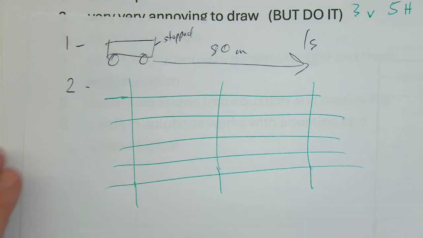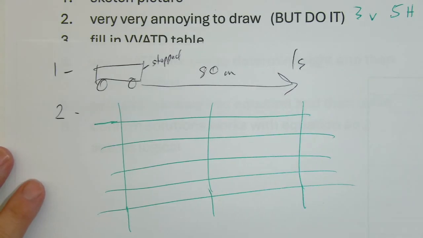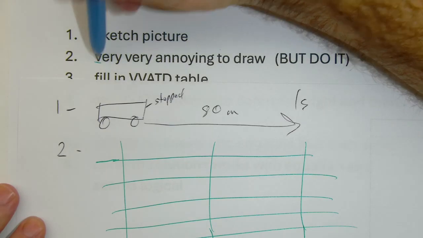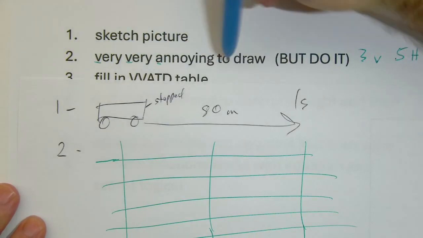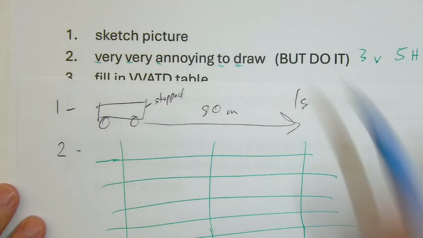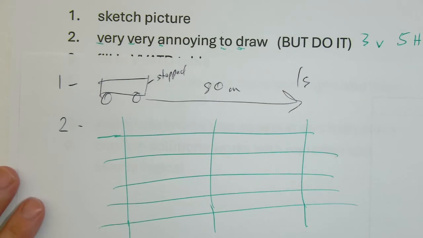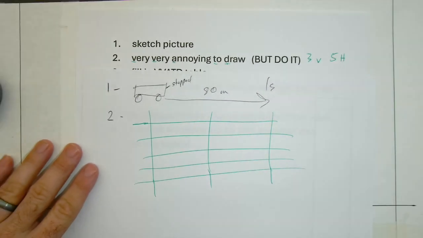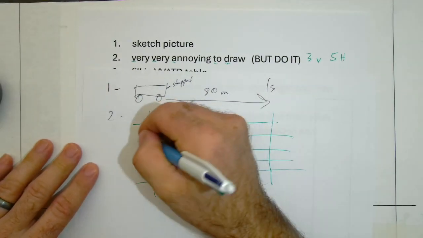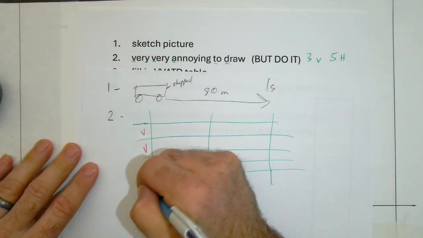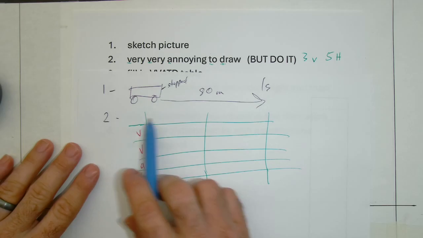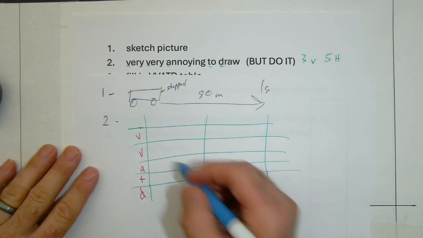Now, what's up with this very, very annoying to draw, but do it? V, V, A, T, D. This is a big deal. V, V, A, T, D. Let me back this out a little bit so we can see a little bit more. What we mean by that is V, V, A, T, D. Very, very annoying to draw. There we have it. Now, what goes across this top line?